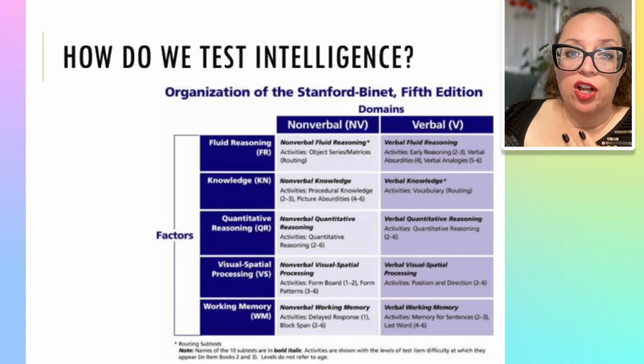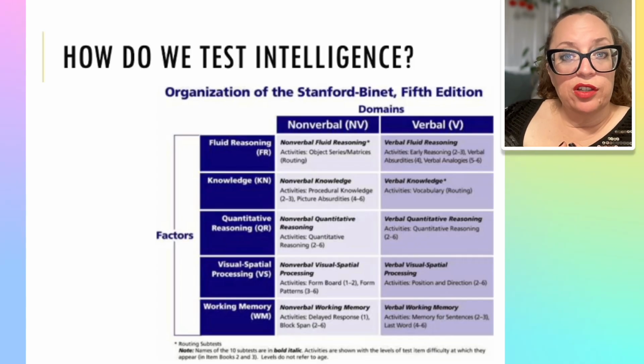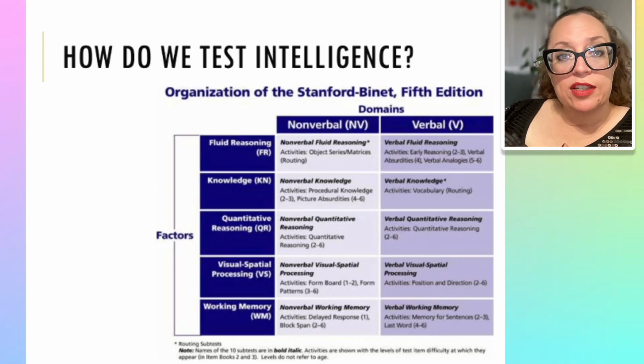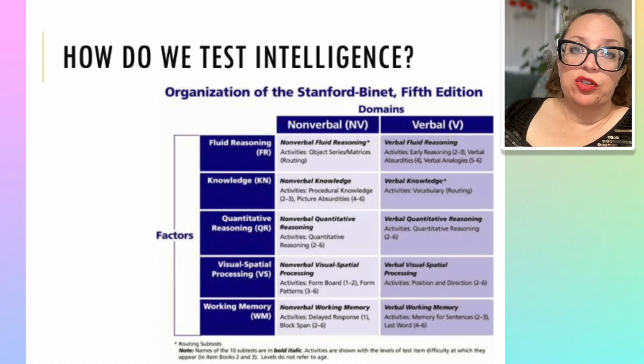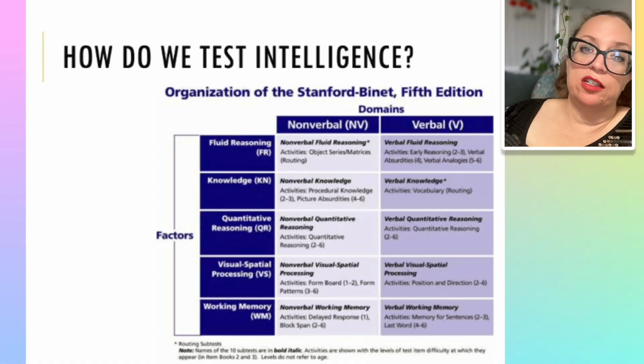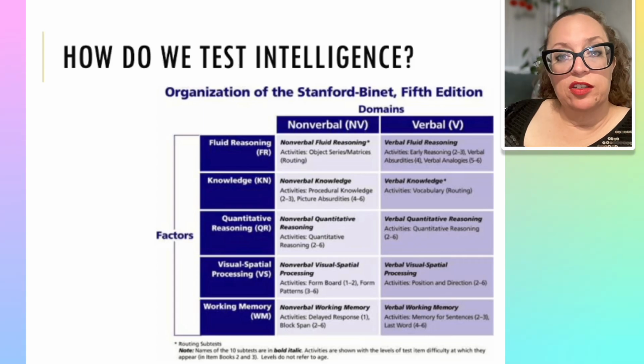Fluid reasoning, knowledge, quantitative reasoning, and of course quantitative, right? We've talked about that in here. That's using numbers or mathematics, visual spatial processing, and working memory. So we have verbal and nonverbal components to each of these factors. So it's meant to be a more holistic approach, looking at multiple facets of intelligence.